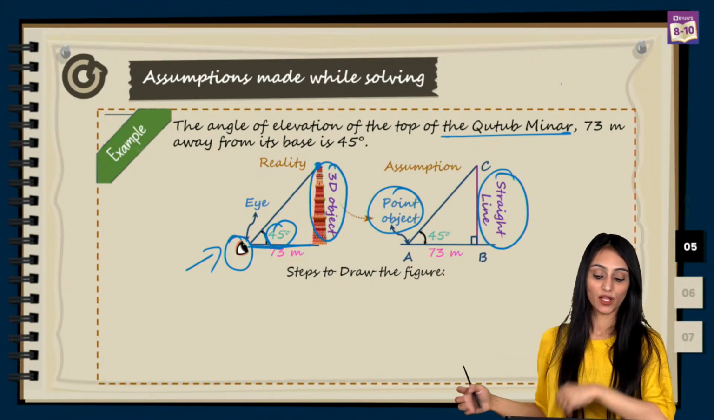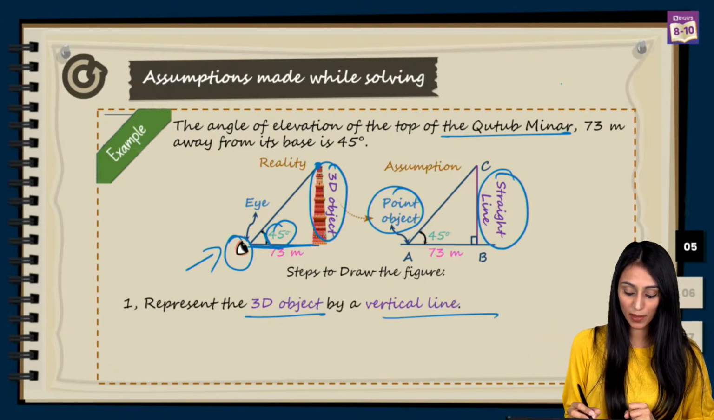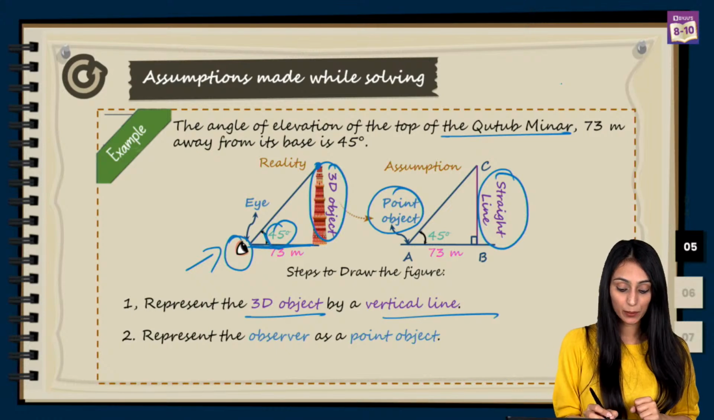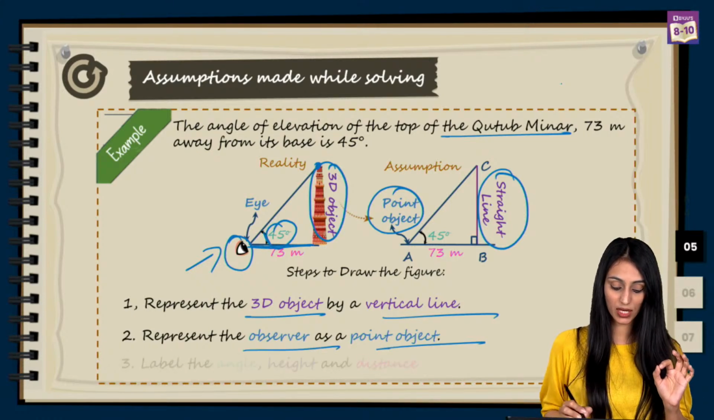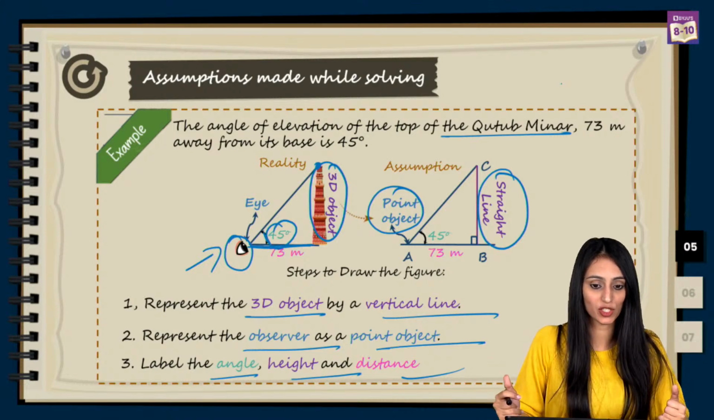Alright. So, the few steps that we need to follow to draw the figure. First, we represent the 3D object by a vertical line like we did here. We represent the observer as a point object, and we label the angle, height and distance like this. Then you proceed with solving the question.